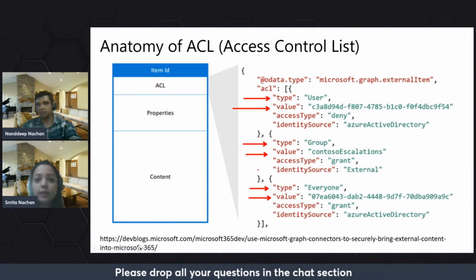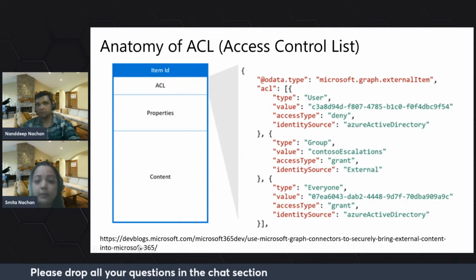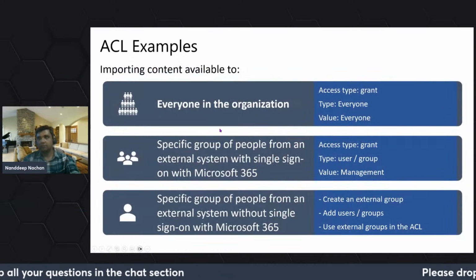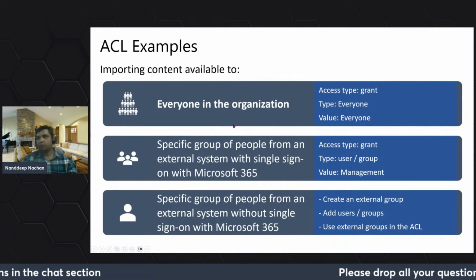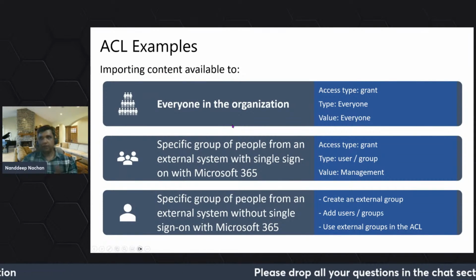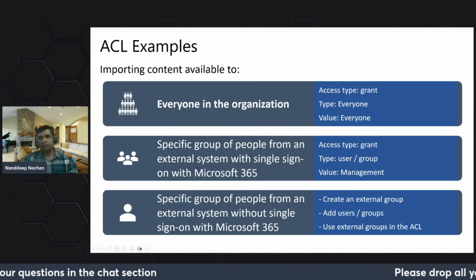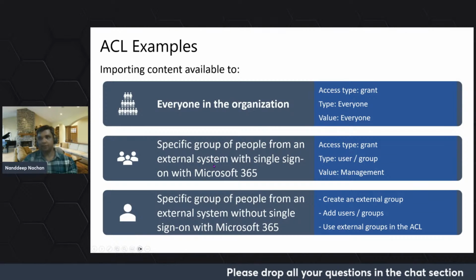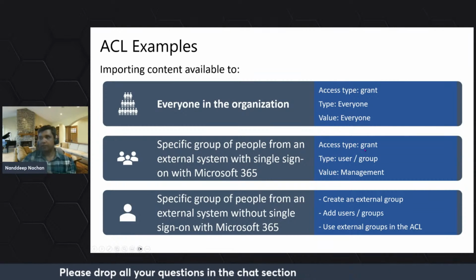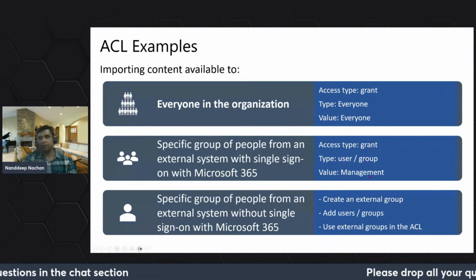There are some ACL examples also available. Okay, so for example, if you want the content to be available to everyone in the organization, you can have the access type as grant, with type of everyone and value as everyone. If you want the content to be available to a specific group of people from an external system with single sign-on with Microsoft 365, in that case, you can have the access type as grant, the type as user or group, and the value as management.